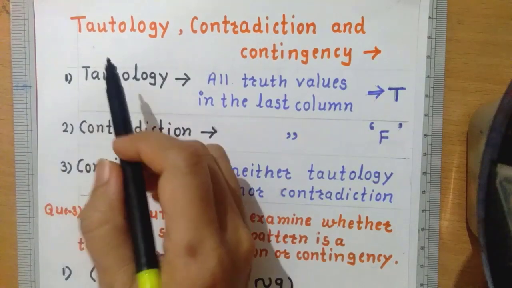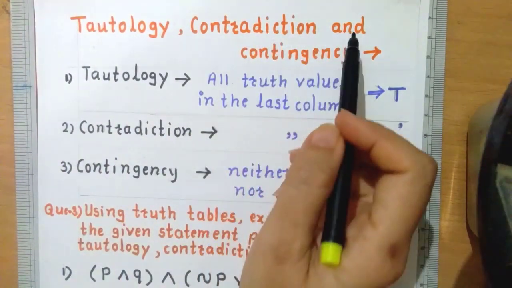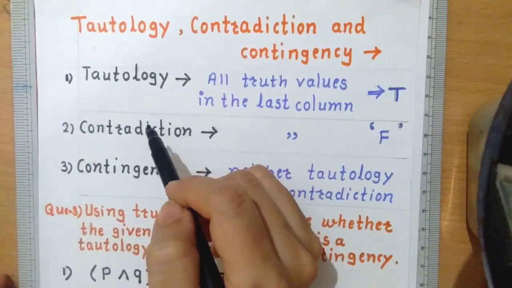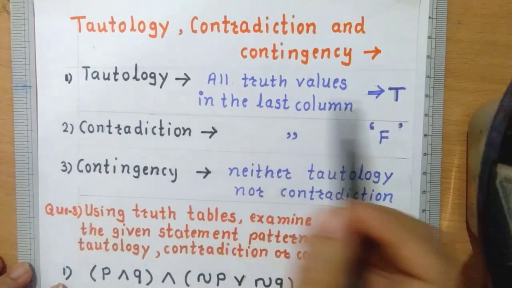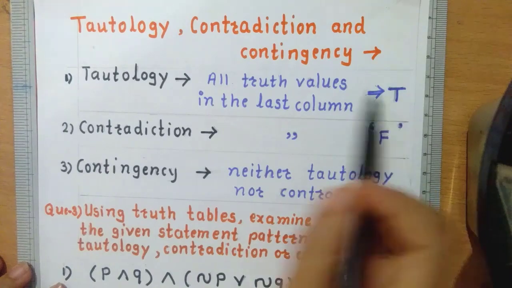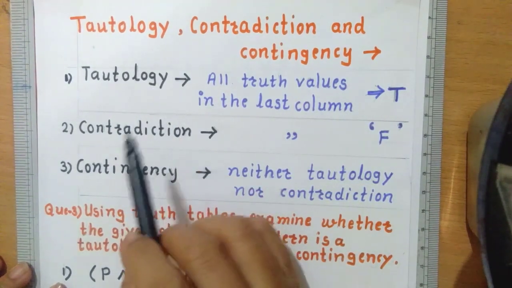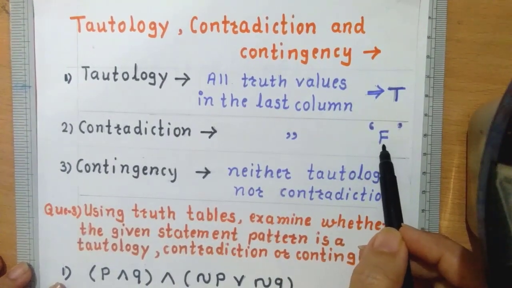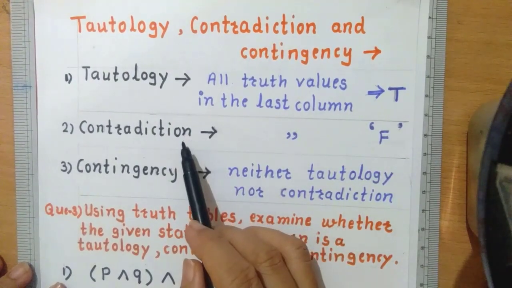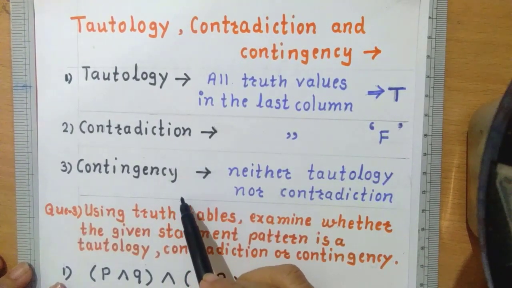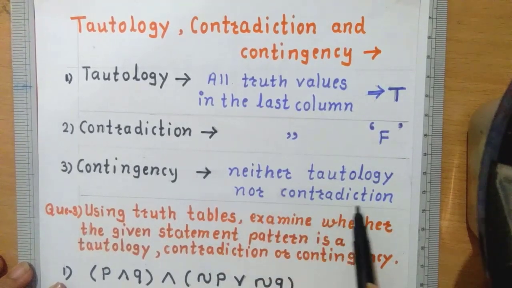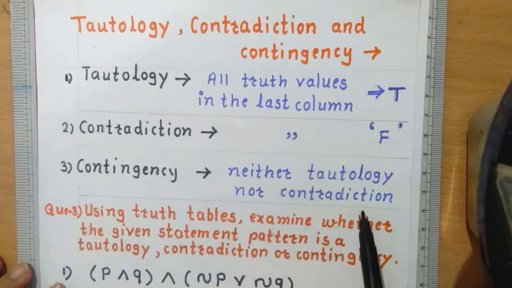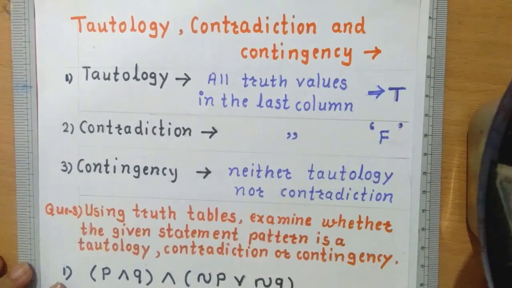Now let's see what is tautology, contradiction and contingency. First one, tautology. If in the truth table all the truth values in the last column are T, then it is called tautology. Second one, contradiction. If all the truth values in the last column are F, then it is called contradiction. And contingency means neither tautology nor contradiction. That means in the last column we can see some T, some F. So we will solve some examples.